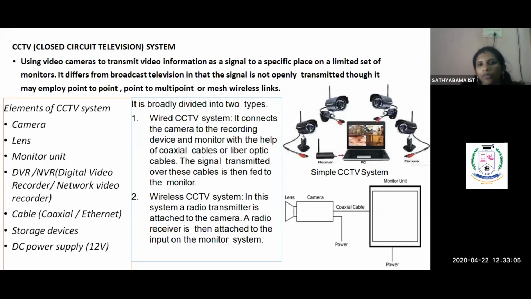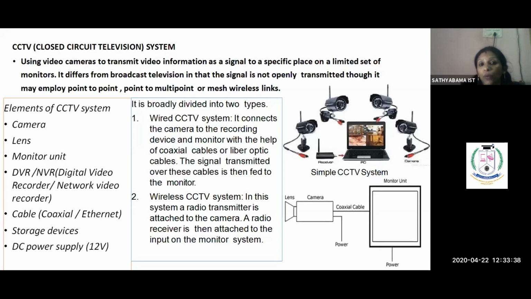It is broadly divided into two types. The first one is your wired CCTV system and the second one is your wireless CCTV system. The wired CCTV system connects the camera to the recording device and monitor with the help of coaxial cables or fiber optic cables. The signal is transmitted over these cables and is then fed to the monitor. So this is your wired CCTV system.